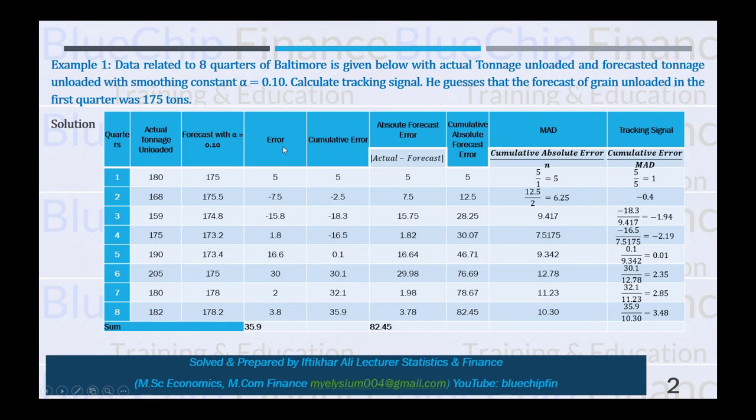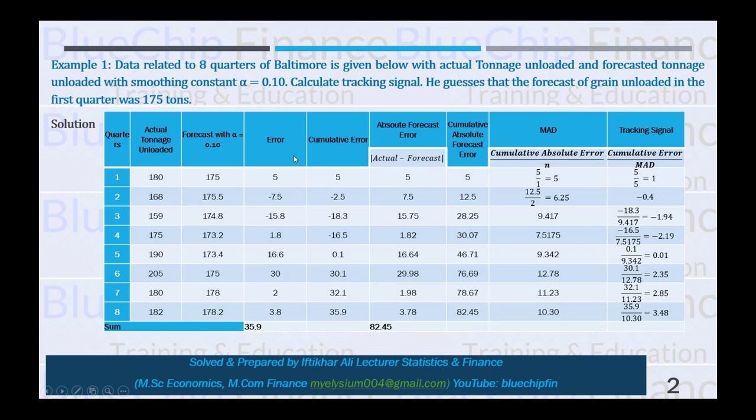So the first step is to calculate the error. Error is the difference between actual minus forecast. So 180 minus 175 equals 5. 168 minus 175.5 is minus 7.5, and 159 minus 174.8 is minus 15.8. So it is the first step to calculate the error, and at the end you should take the sum of this error, that is 35.9.